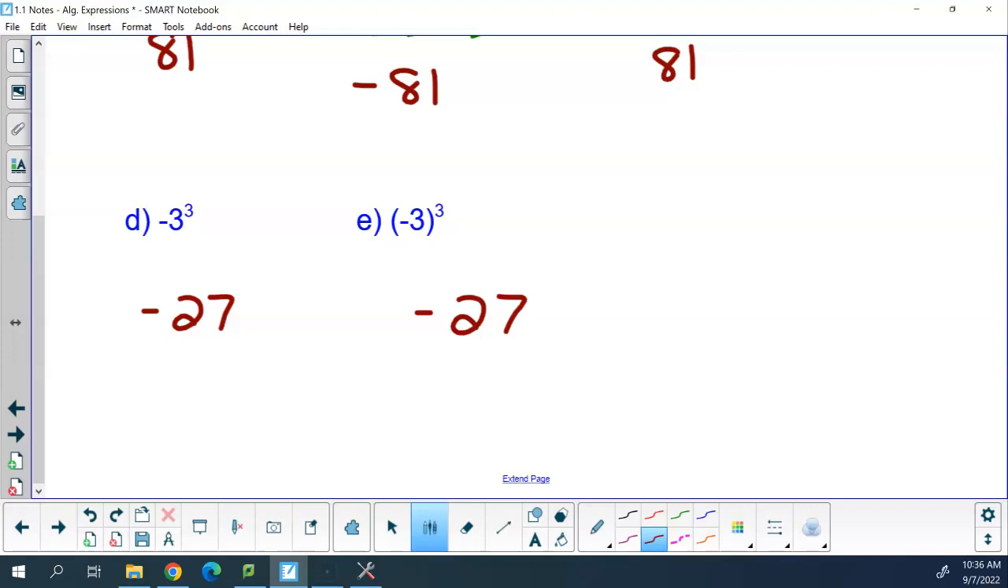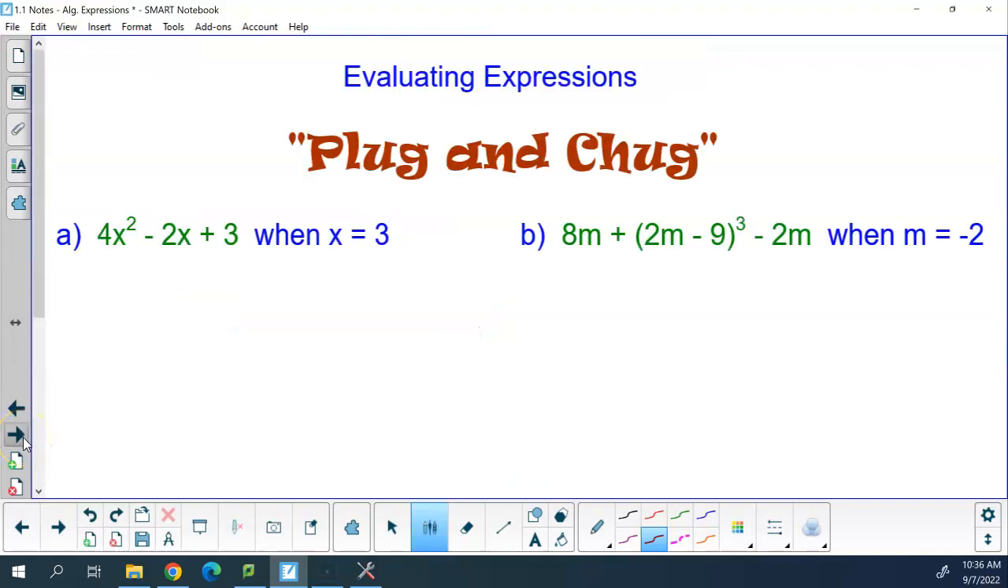Point of this line: tap the brakes. Slow down. Think about what you do. Evaluating. Here we go with these evaluating ones.